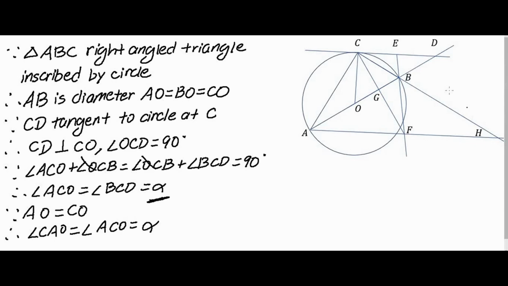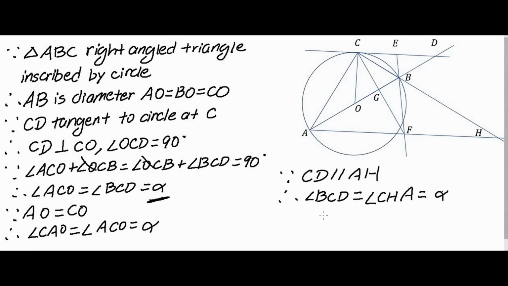AH is parallel to CD, and because CH is a line cutting through both parallel lines, therefore, by the alternate angle theorem, angle BCD equals angle CHA, also equal to alpha. And let's label all the alpha on the graph to better visualize the situation.